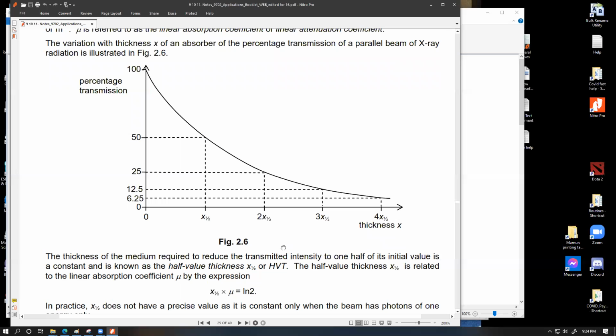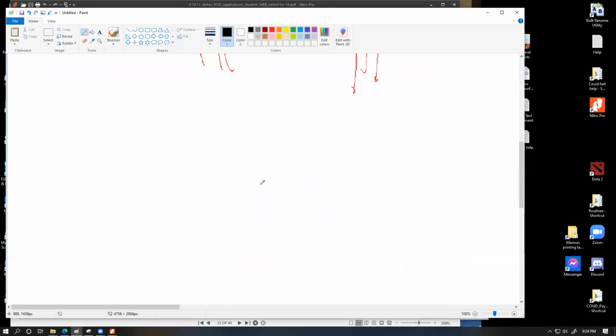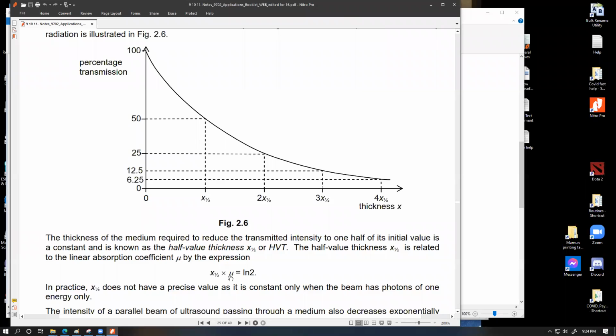Remember? For the radioactivity chapter, decay constant equals ln 2 divided by half life. Anyone remember this? This was the half life and decay constant relating equation for the radioactivity chapter. Similar equation over here, x half into mu equals ln 2. So basically the same thing.